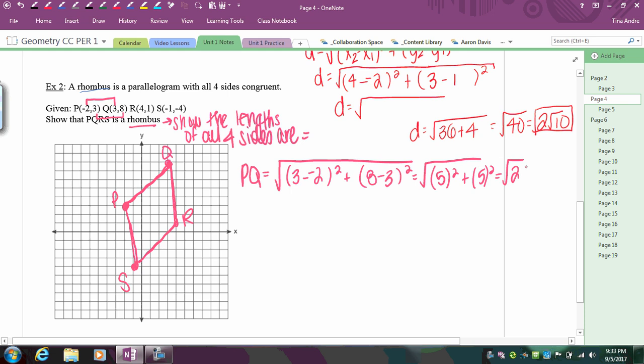So we get 25 plus 25, which means we have the square root of 50, which if you break that down, that's going to be 25 times 2 gives me 50, so 5 radical 2 is what that reduces to. Then we move on to the next side, again, picking any side you want. I'm just going to go around in order here. So the next side I'm going to work on is QR.